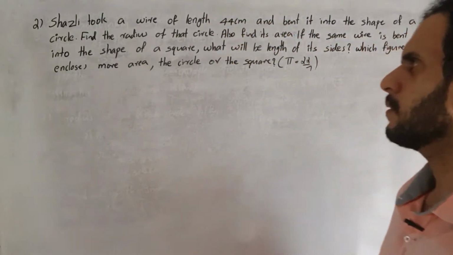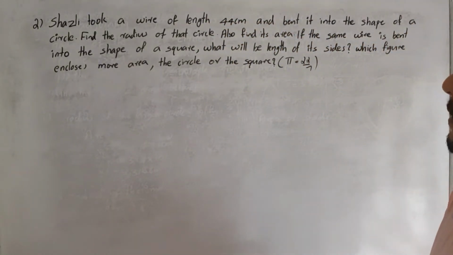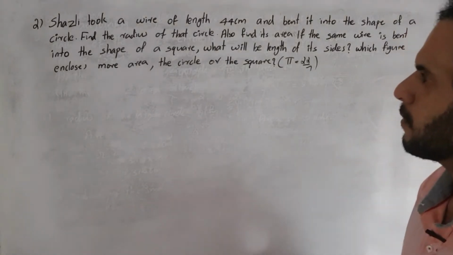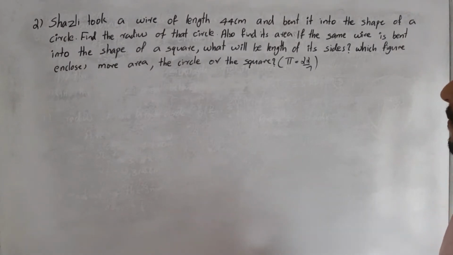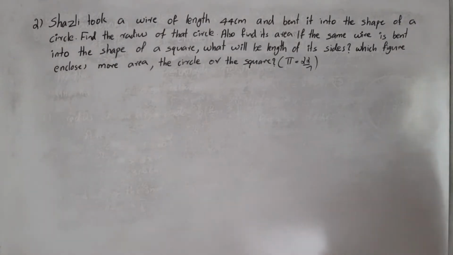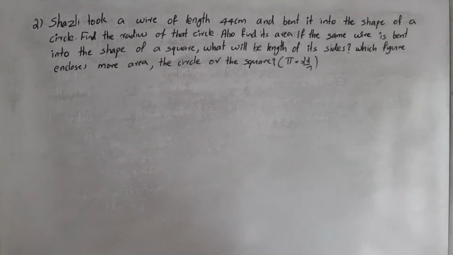Shazli took a wire of length 44 centimeter and bent it into the shape of a circle. Find the radius of that circle. Also find its area. If the same wire is bent in the shape of a square, what will be the length of its sides? Which figure encloses more area, the circle or the square?